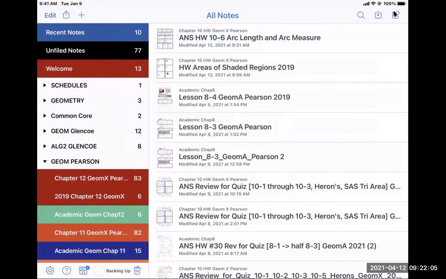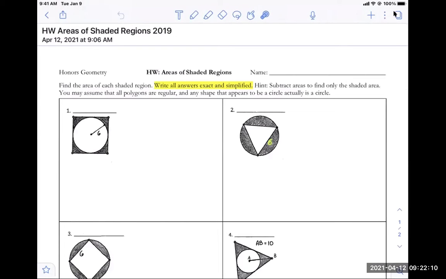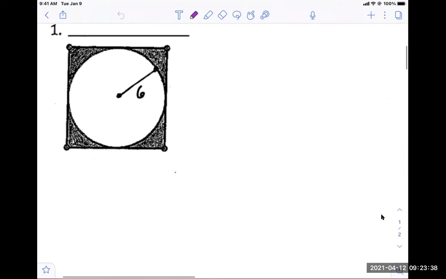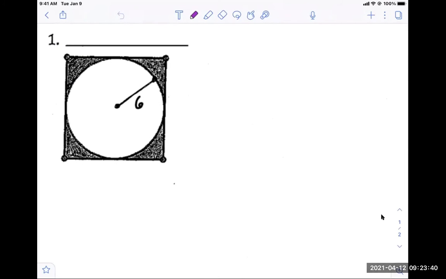What I want you to do is go to Schoology and import tonight's homework. What you're trying to find is the shaded area. So for example, for the first one, how would you find the area of the shaded part? Kind of strategy. I'm not going to work through all the details because this is your homework. I just want to talk through the idea of what you're going to do. How would you find the shaded area on the first one?